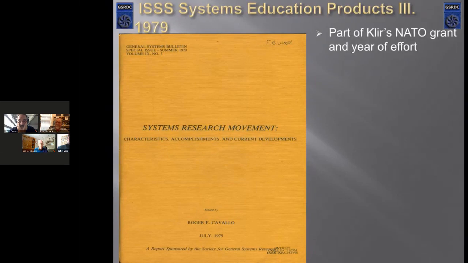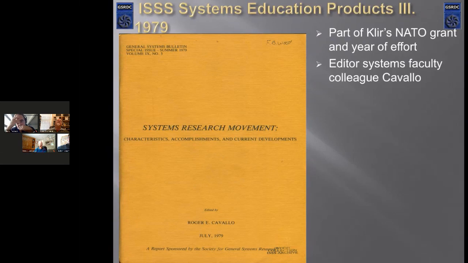In 1979, as part of George Clare's NATO grant, that's the North Atlantic Treaty Organization, and a year of effort, he not only did a bibliography on systems, which I haven't included in this, and I could as another report, he had Roger Cavallo, one of his faculty, write this systems research movement report for NATO.